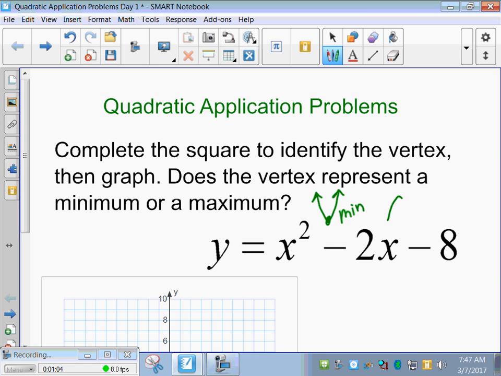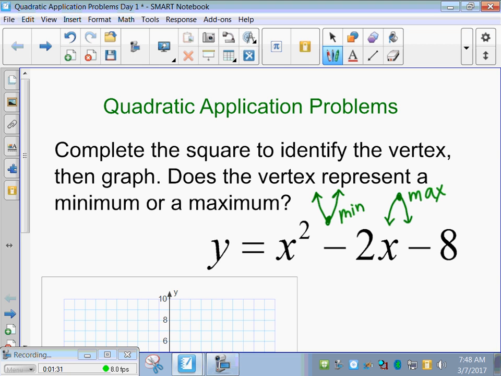And if we have one that goes down, we have a vertex up top here. It goes forever down, so there's no minimum, right? But this one has a highest point on the graph, also known as a maximum. Okay? So you can tell without even graphing whether or not you're going to have a min or a max, but we have to find it anyways by completing the square.